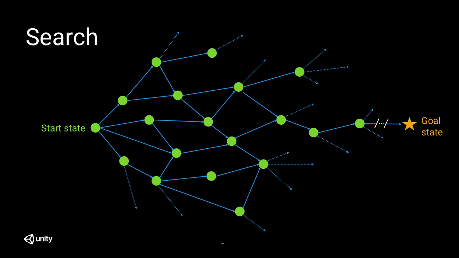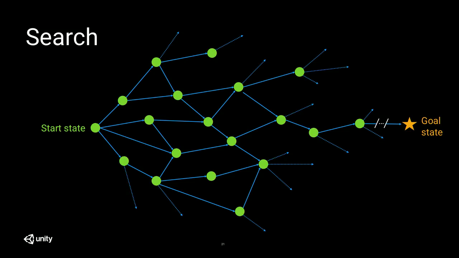OK, so with our planning domain language, we now have a universal representation of state and of actions. And now we can perform search. So in this diagram, we have these green circles, and these represent the various states of our game that we can reach. And we reach these by taking these blue edges, which represent the actions that we have authored for our game that say, these are the actions that are possible for our agents.